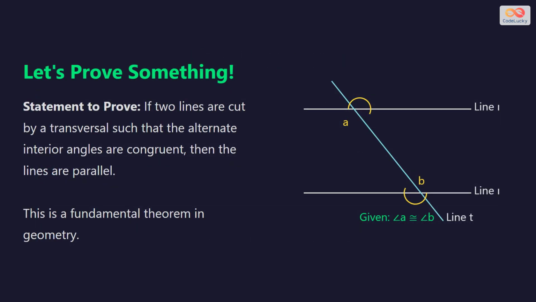Let's walk through an example to see this in action. We want to prove a classic geometry theorem. If a transversal line cuts across two other lines and the alternate interior angles are equal, then those two lines must be parallel. In the diagram, we are given that angle A is congruent to angle B.